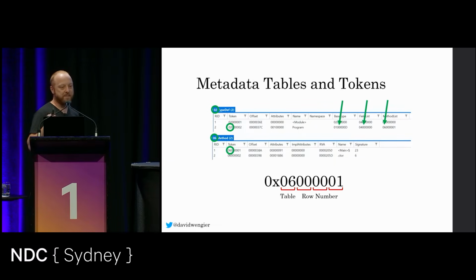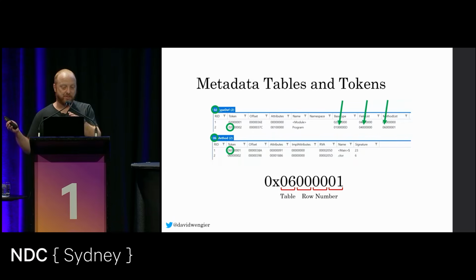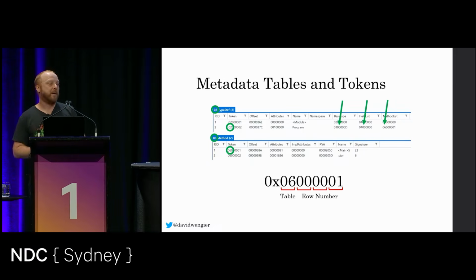You start to see these metadata tokens and the type table things everywhere, especially ILSpy does a great job of showing you. So ILSpy is showing you there. So method is table 6, and there's 2 rows in it. That's where the brackets are.